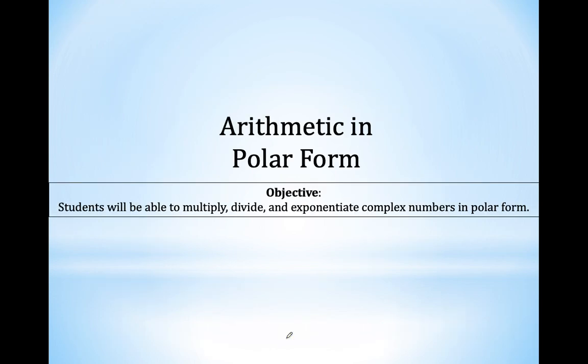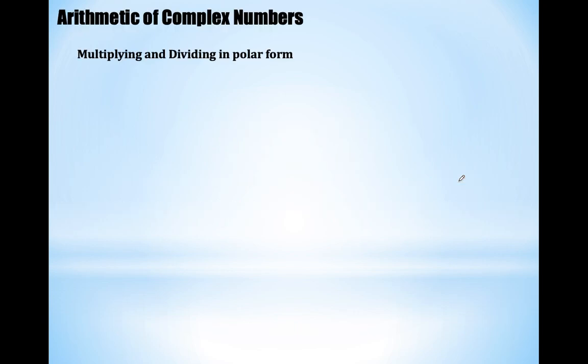All right, so we're going to do some arithmetic, right? Some basic operations in polar form. So we're going to multiply, divide, and exponentiate complex numbers in polar form. And we're going to go back and forth between polar and rectangular, complex rectangular form. So firstly, multiplying and dividing.